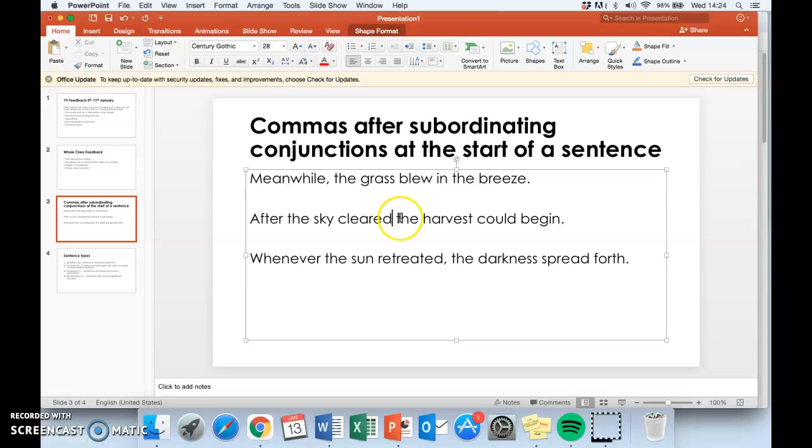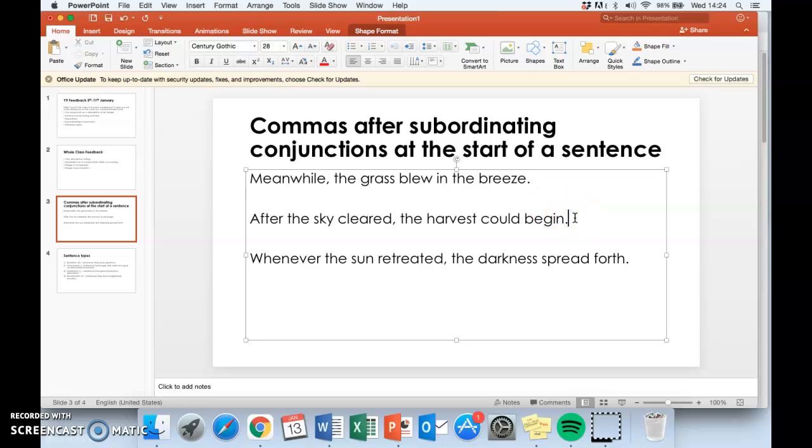So in this sentence, for example, "the harvest could begin" is our independent clause, our main clause. It contains the subject and the verb, the main subject and verb of the sentence. That phrase that's highlighted makes sense on its own. However, this first section here does not make sense on its own. It adds additional information. This is the subordinate clause at the beginning here, and because it features at the start of the sentence, you do need to include a comma after it.